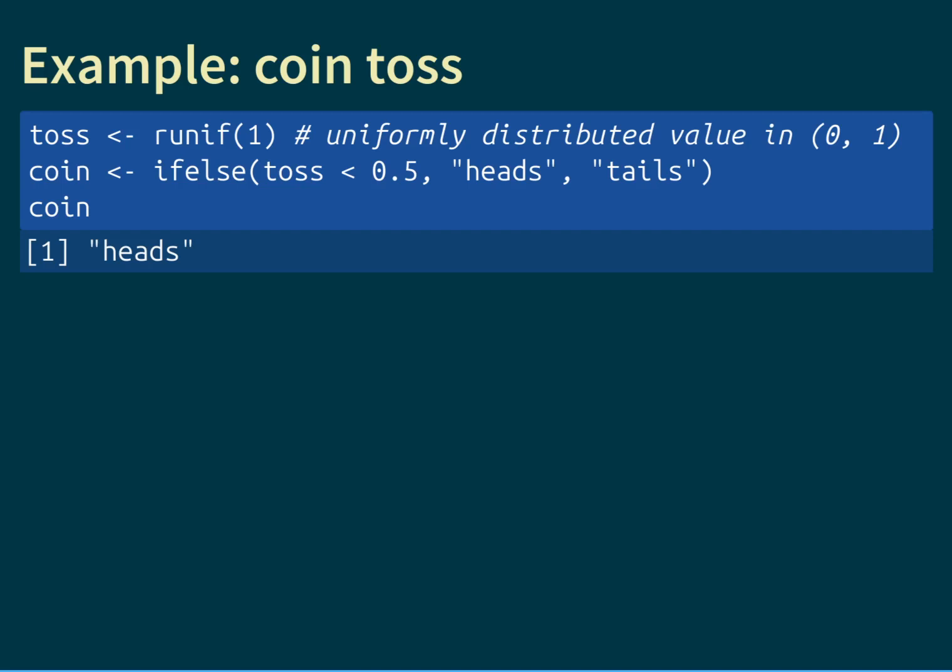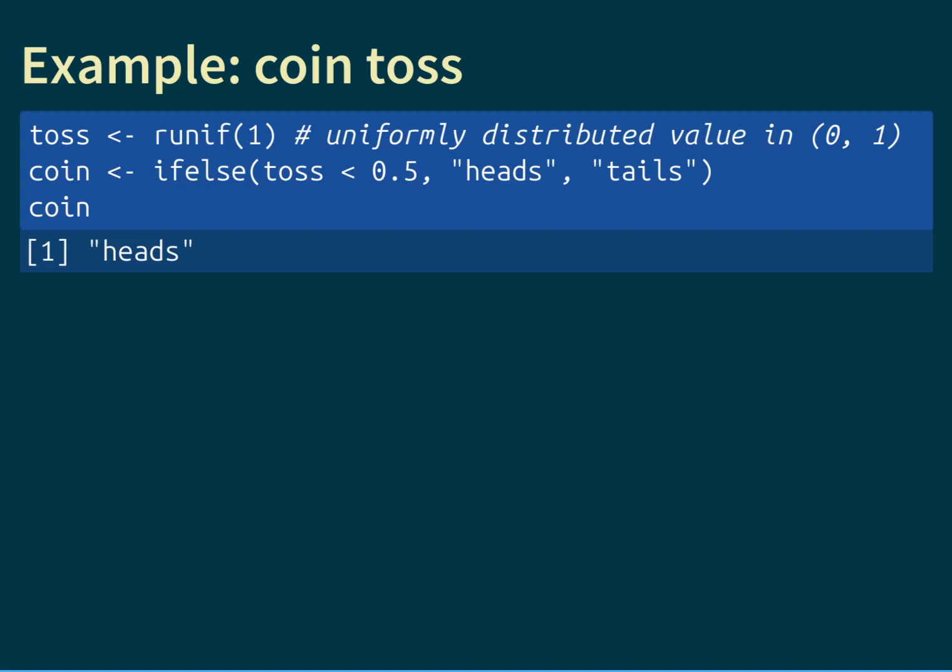Then we're going to be using if-else to decide whether, based on that random number, we have tossed heads or tails, and we arbitrarily will say that if the toss is less than 0.5, then we'll consider it heads, otherwise we will consider it tails. And then we'll ask for the value of coin. And then this might be different if you execute it on your computer, because the runif function again generates random values, so their values are not predictable in advance. Depending on what that value turned out to be, if it was by chance less than 0.5, then you got the result heads, otherwise you got the result tails.